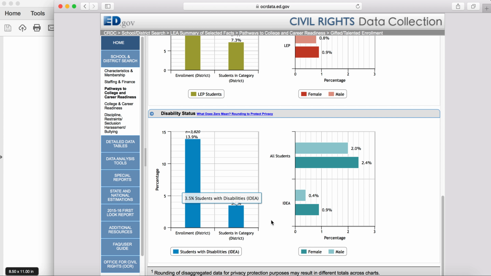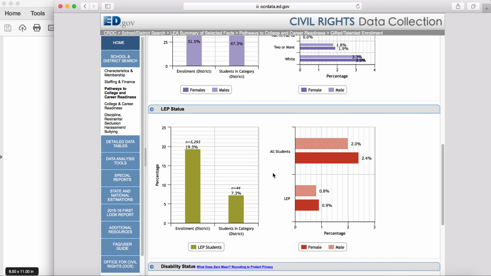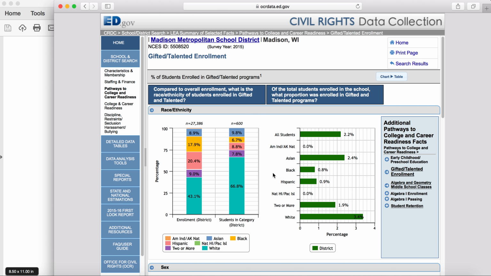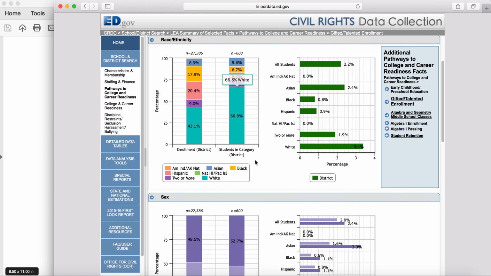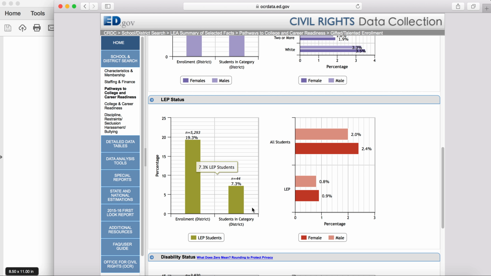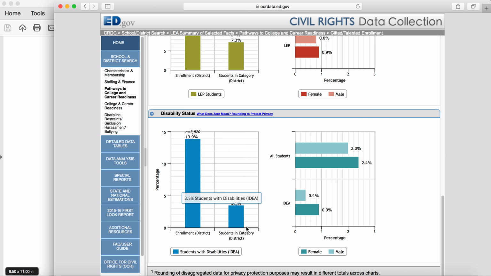Limited English proficient identified as gifted is only 3.5. So you got quite a bit of underrepresentation there. And you can see the sex breakdown there as well. So on this page alone, you can look at the racial ethnic proportionality, sex proportionality, limited English proficiency proportionality, and disability proportionality of the particular district.